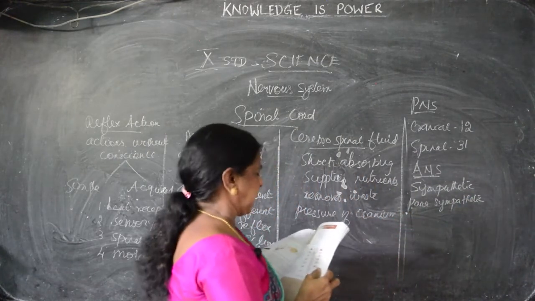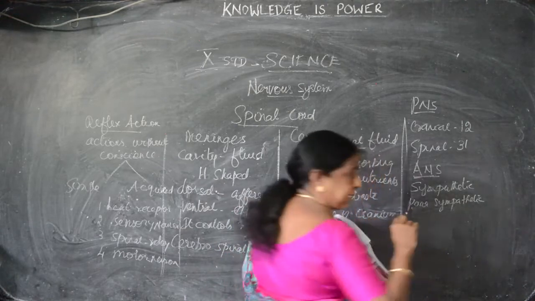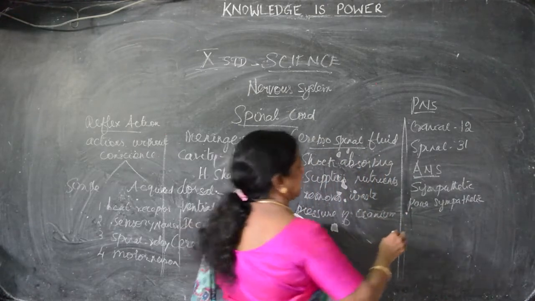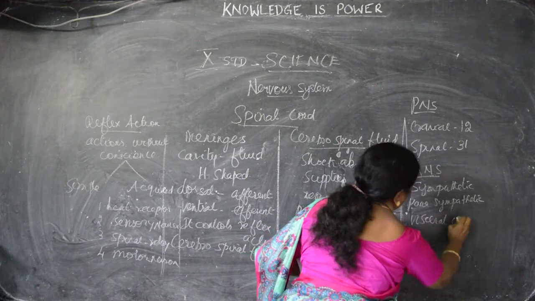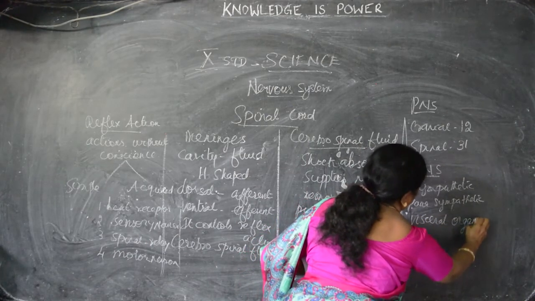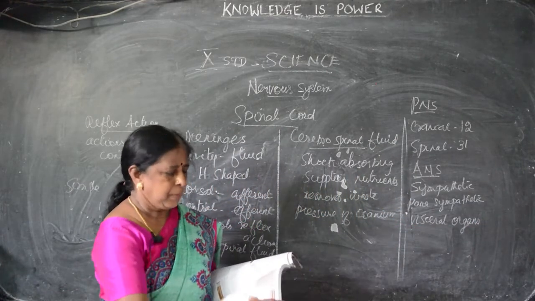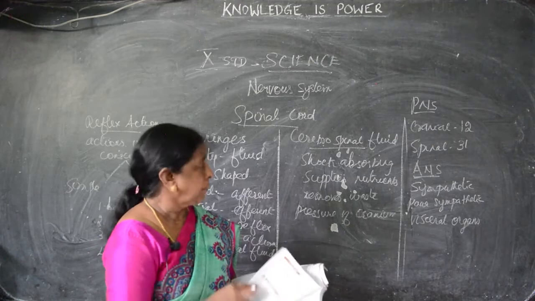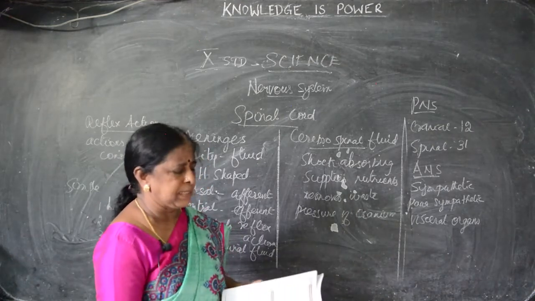So it controls the involuntary function of visceral organs. Visceral means visible, that is, visual organs. It controls the function of visceral organs. So we have completed this lesson.